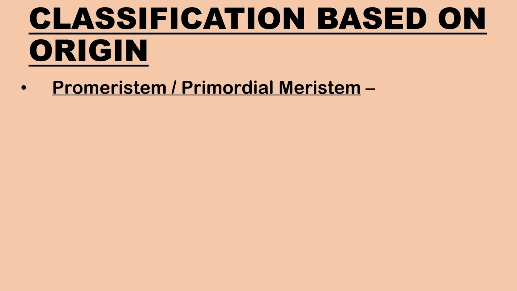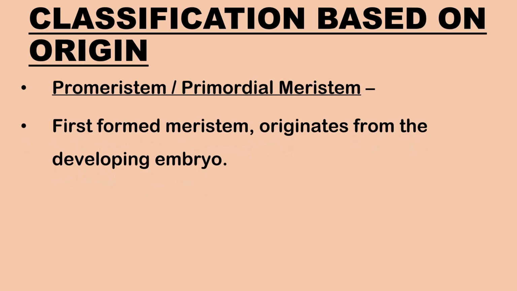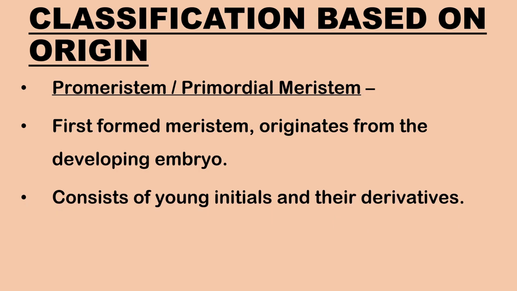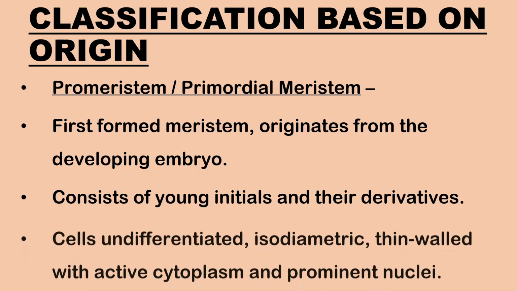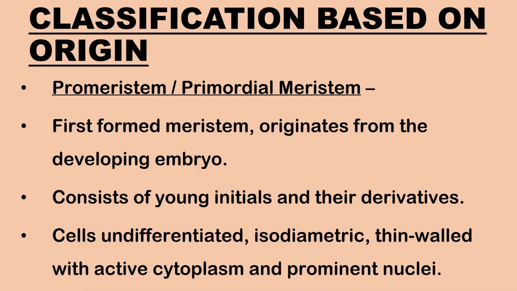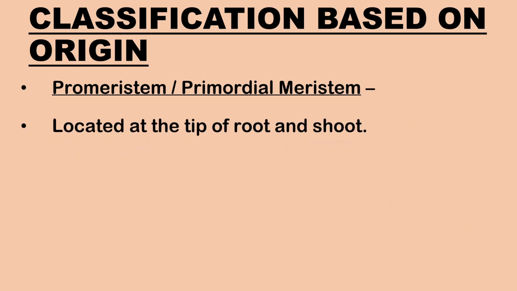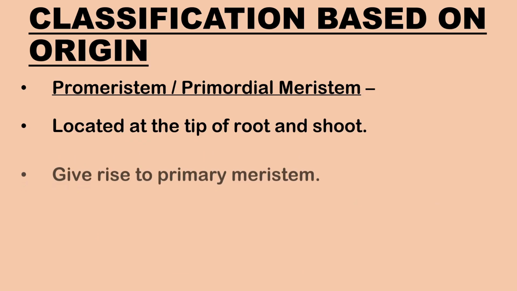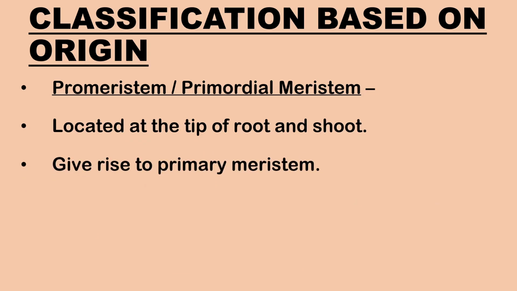Promeristems, otherwise known as primordial meristems, are considered as the first formed meristem which originates from the developing embryo. Promeristems consist of young initials and their derivatives. The cells are undifferentiated, isodiametric, thin-walled with active dense cytoplasm and prominent nuclei. They are located at the tip of shoot and root of the plant and give rise to primary meristem.